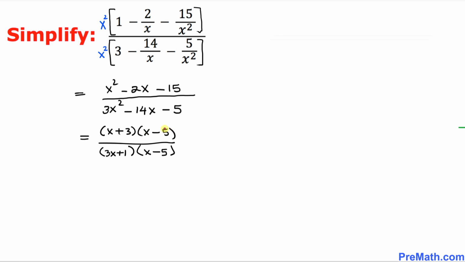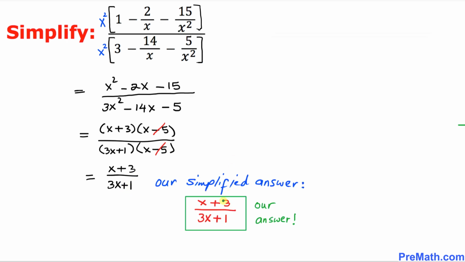And now finally, as we can see, x minus 5 and x minus 5 cancel each other out. So we ended up with x plus 3 on the top divided by 3x plus 1. And here is our simplified answer.